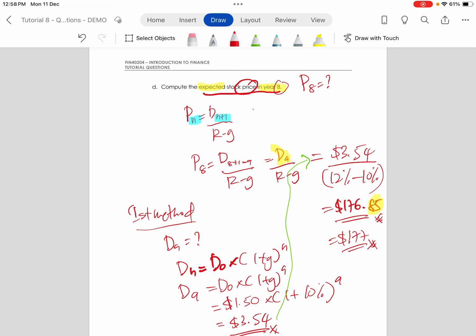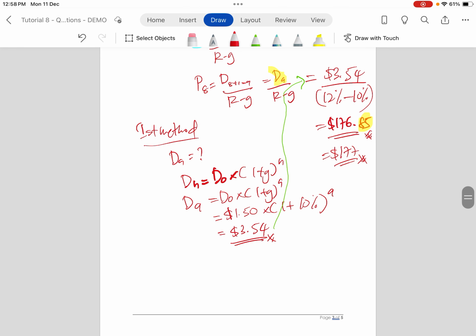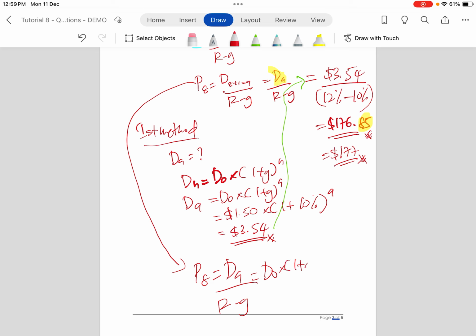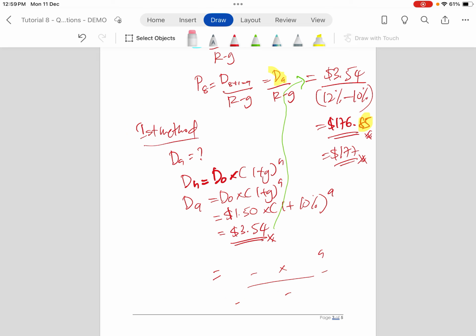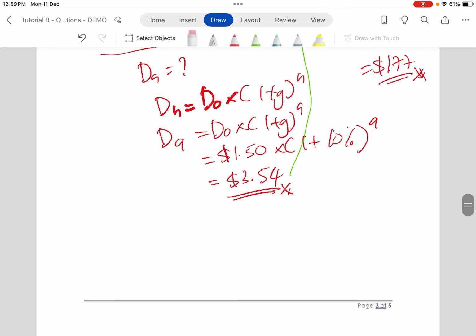That is if you calculate it separately, but in my answer scheme just now it is actually like this: D9 over R minus g. Here I put directly 1 plus g power 9, and then R minus g, then I sub all the info. Wait, not enough space. Let me zoom. Okay, I do it here.